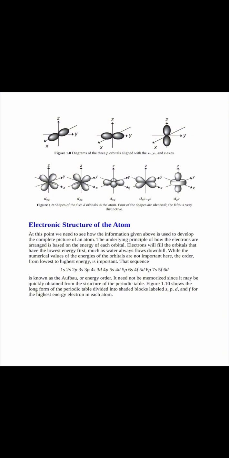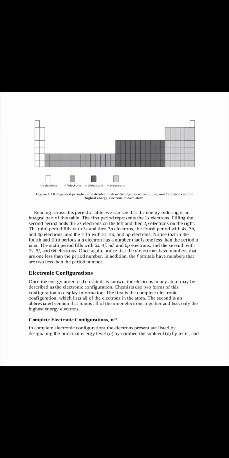Figure 1.10 shows the long form of the periodic table divided into shaded blocks labeled s, p, d, and f for the highest energy electron in each atom. Figure 1.10, expanded periodic table divided to show the regions where s, p, d, and f electrons are the highest energy electrons in each atom. Reading across this periodic table, we can see that the energy ordering is an integral part of this table.